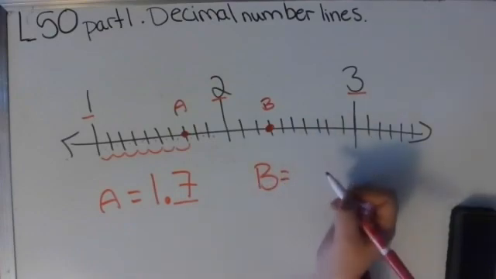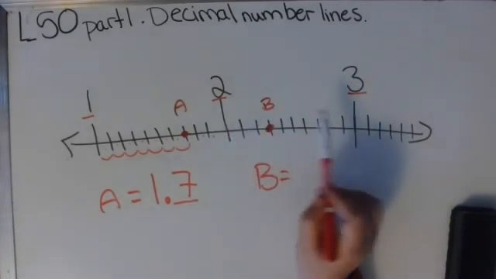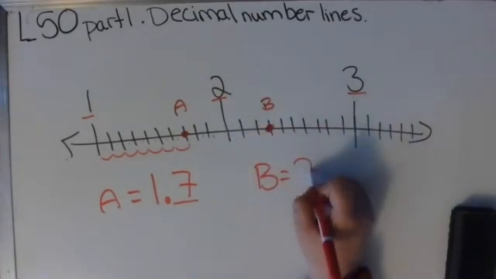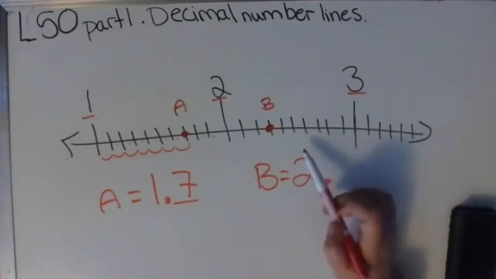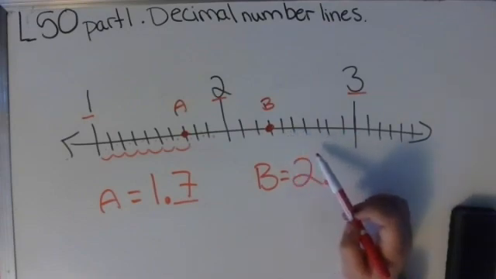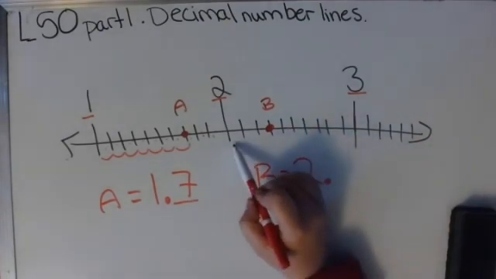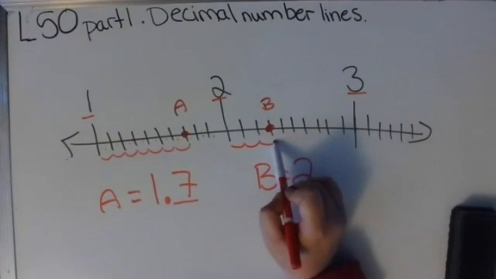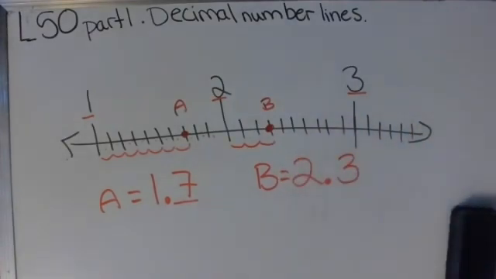B, we're going to do the same thing. We start with, where's your whole number? Well, you are past 2, but you're not quite at 3 yet, which means your whole number is going to be 2. That means I now have a decimal place because the bit in the middle is not yet a whole number, so it's going to be on the right side of the decimal. Let's see how many places it goes. 1, 2, 3. 3/10. So this is 2 and 3/10 is B.